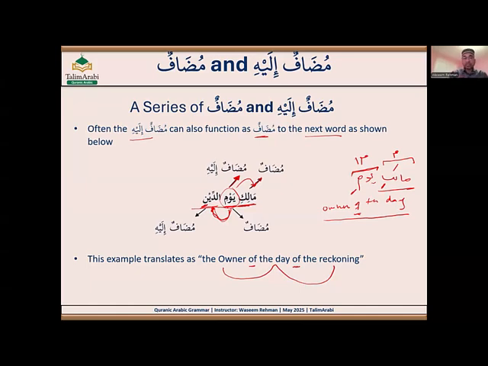So it's possible that we may have a series of mudaf and mudafun ilayhi, as in this example from Surah Fatiha. Always remember, the middle word will play two roles. First, that word is mudafun ilayhi to the previous word, and that word is mudaf to the next word. So that middle word is very important. It will have two roles. Like this day: it is mudafun ilayhi for owner and mudaf for the judgment or reckoning.